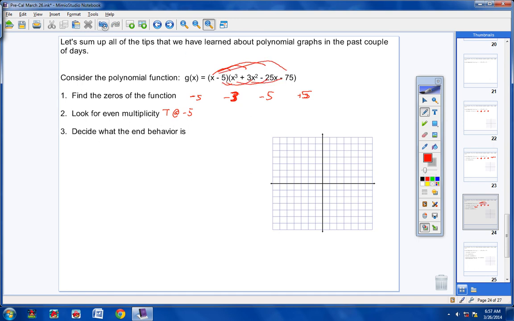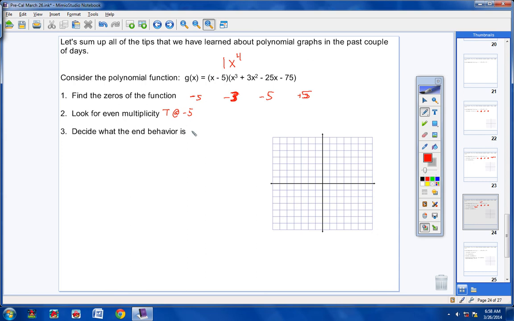So just trust me. If you were to write it in standard form, your lead term would be this. Make a note of this somewhere. That would be your lead term. Okay? So if that's your lead term, then that means this is your degree. So we have a fourth degree. And our lead coefficient is a +1. So think about that.